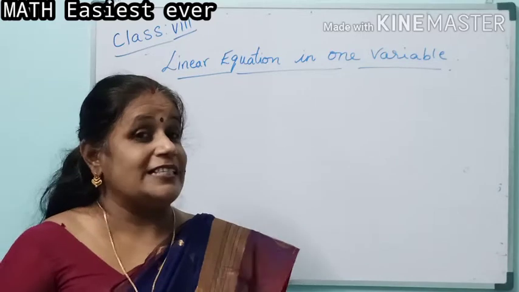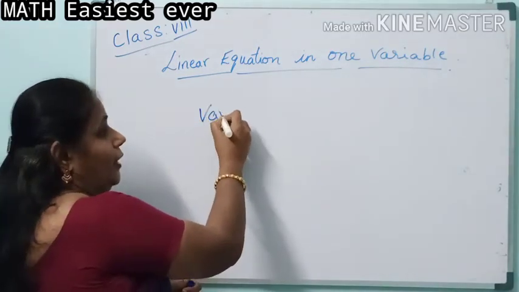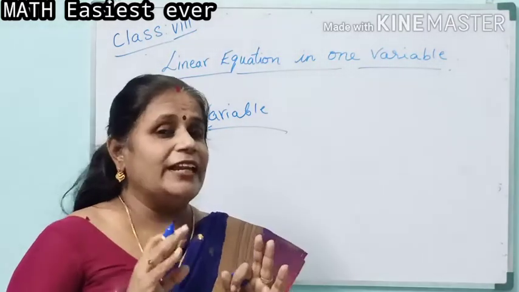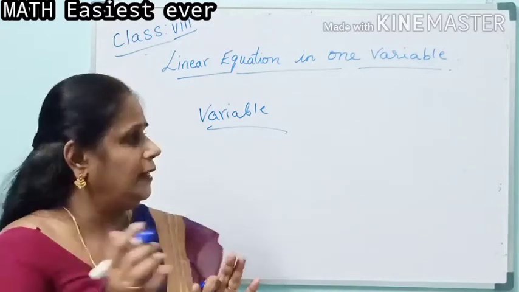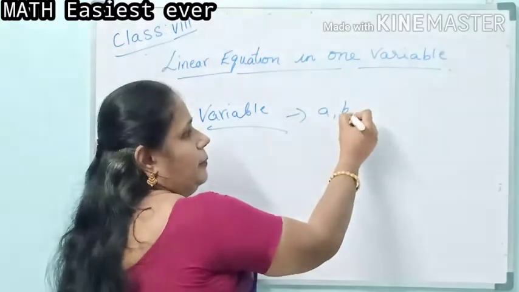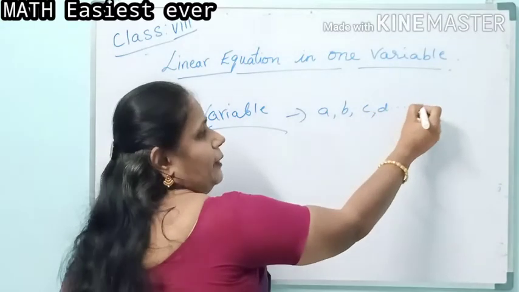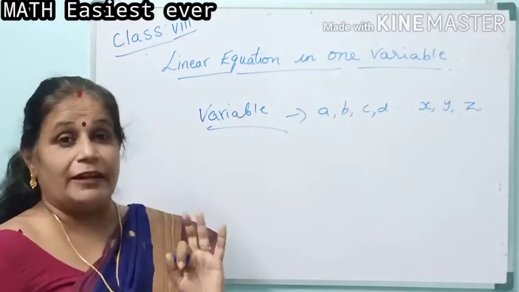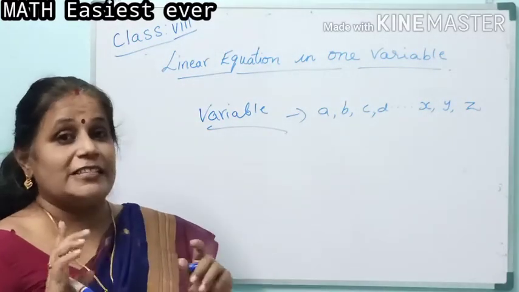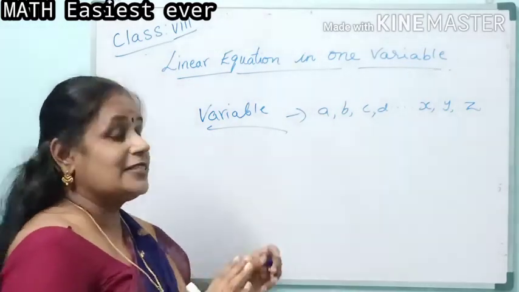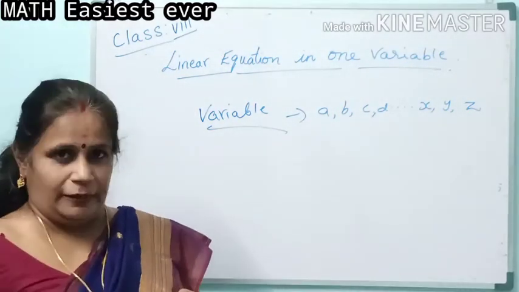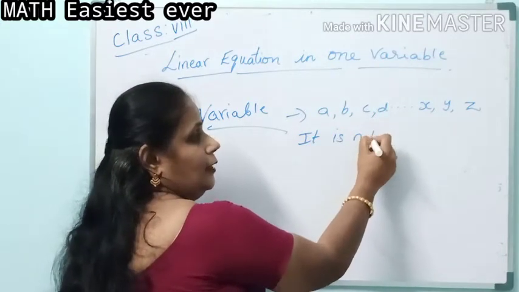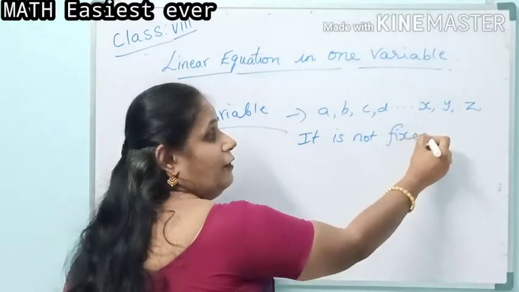First we'll learn what a variable is. You have learned in 6th itself what a variable is. Variable means any of the alphabets, that is A, B, C, D, whatever alphabets, X, Y, Z. The alphabets which we use are called variables. And one important thing in a variable is its value is not fixed. Variable means you can give different values to the variable. That is the main point. You can assign any value to the variable.